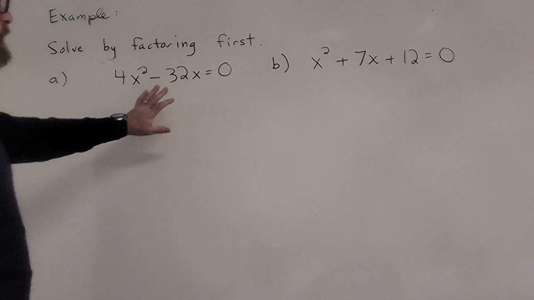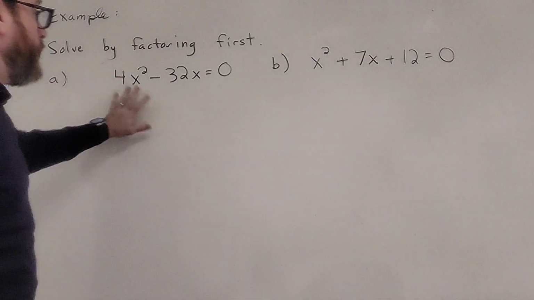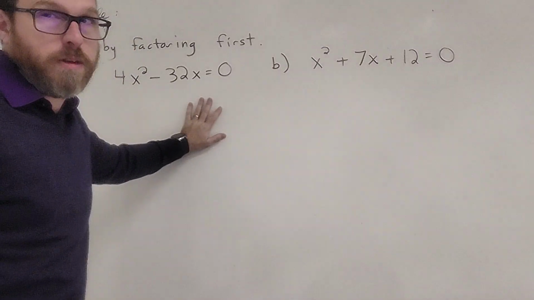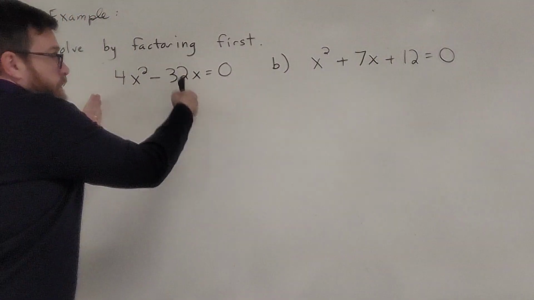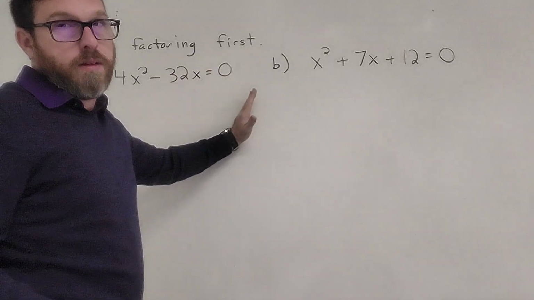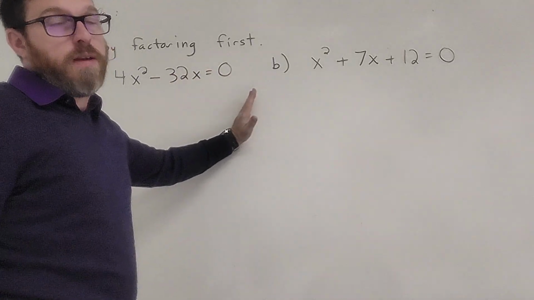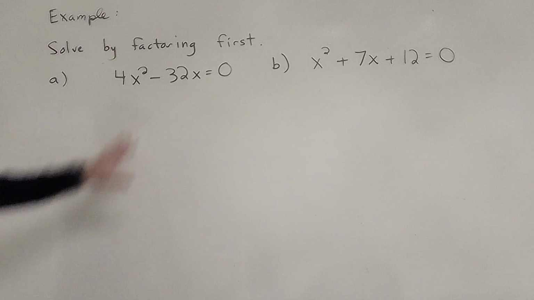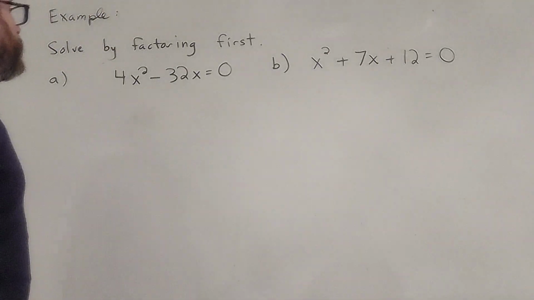So right here, in both cases, I have a polynomial equal to 0, which is what we want to start out with, because the zero product property says that I want things that are factored equal to 0. Not equal to another number, because that gives you an infinite amount of answers. I need resultant answers. So quadratics are going to give you two answers.